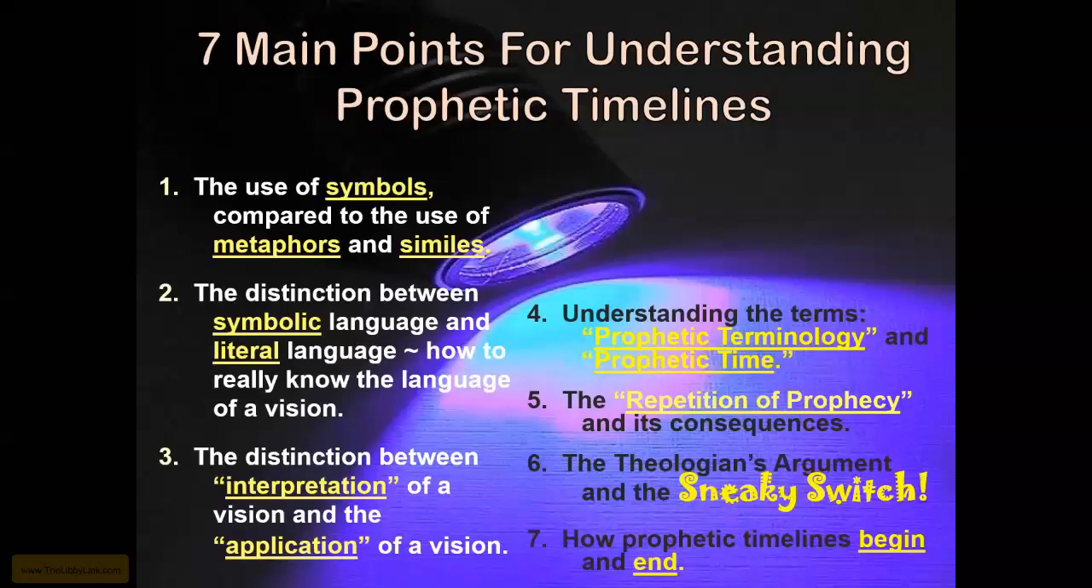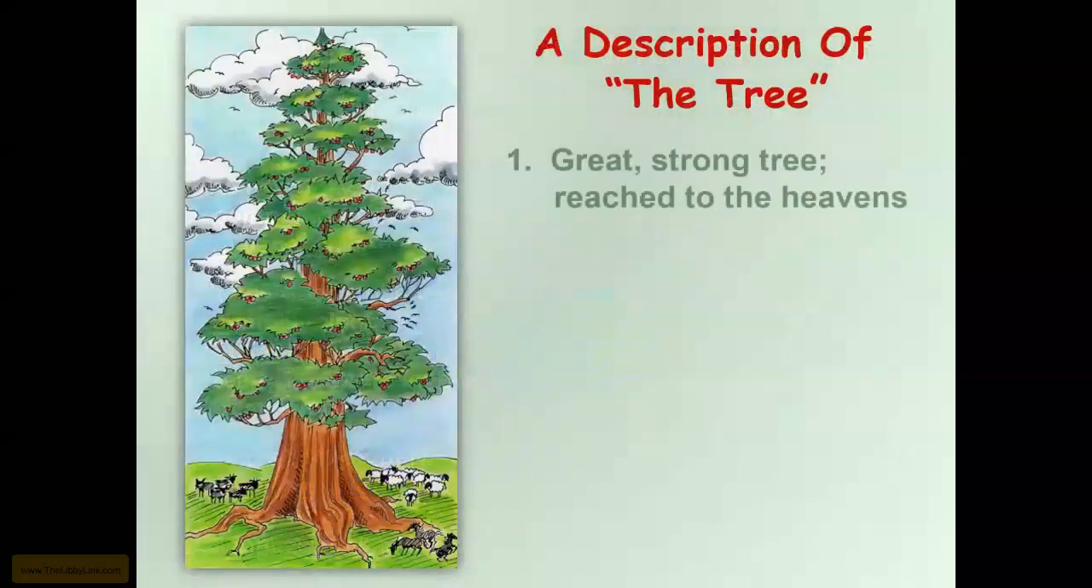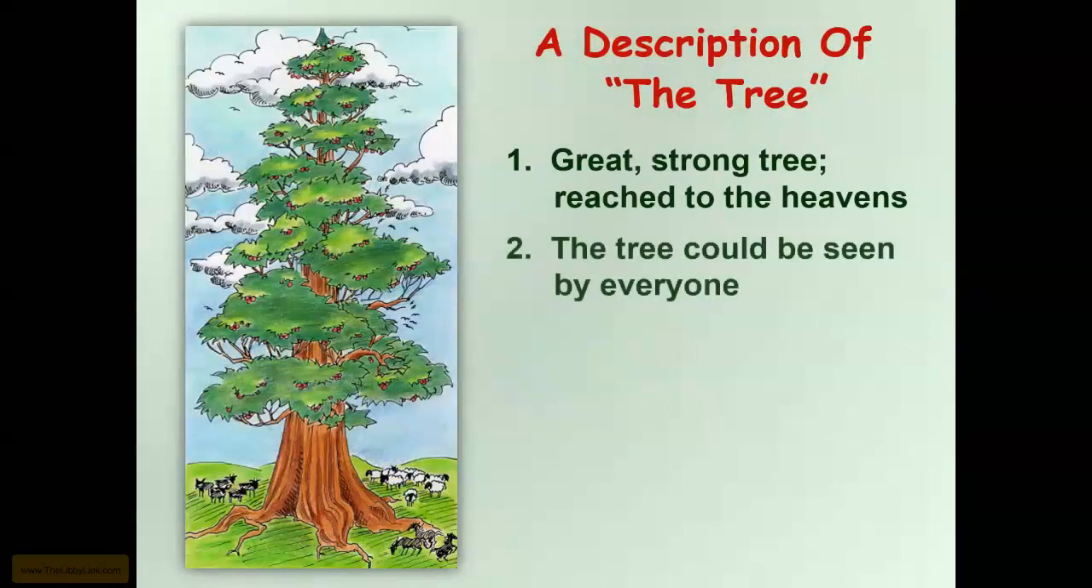In the end, Charlene assures us Daniel 4 will clear the confusion on calculation of timelines when we give very careful consideration to each of these 7 areas. Now let's see how Nebuchadnezzar describes the tree in his dream. A description of the tree. Here's a description of the tree from Nebuchadnezzar's dream.